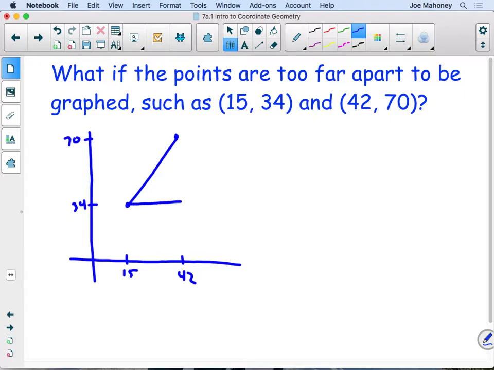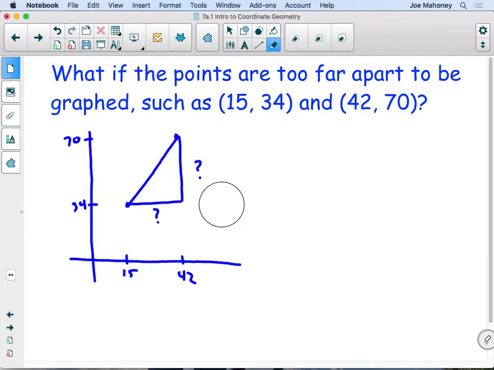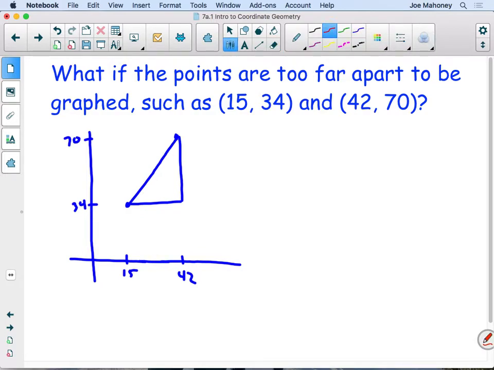We can still make our right triangle. But how do we figure out that length? Well, if we want to figure out what that length would be, let's remember that horizontally, this whole distance is 42, but then I'm going to take away the 15. So this distance down here is 42 minus 15. And the same with the vertical distance, it's 70 minus 34.